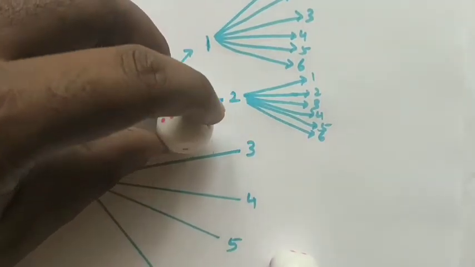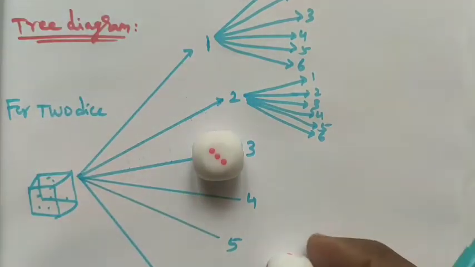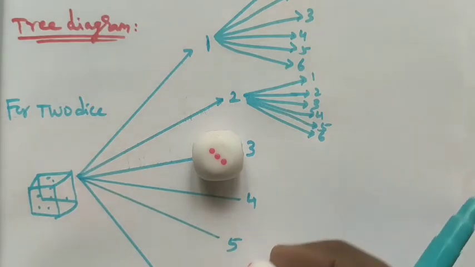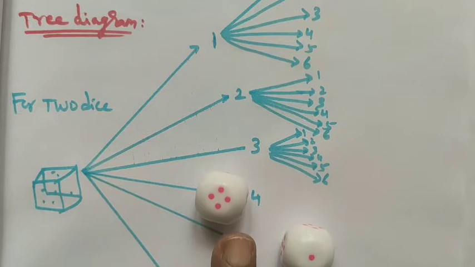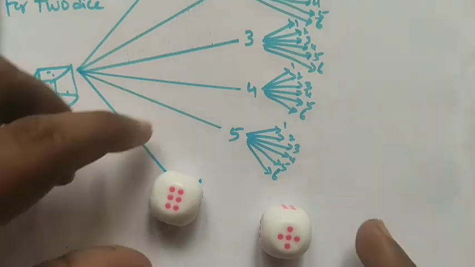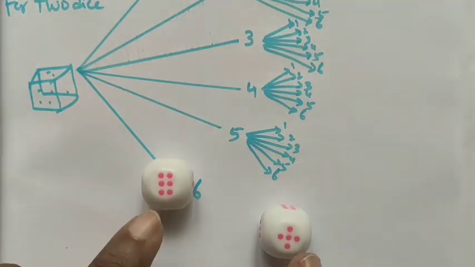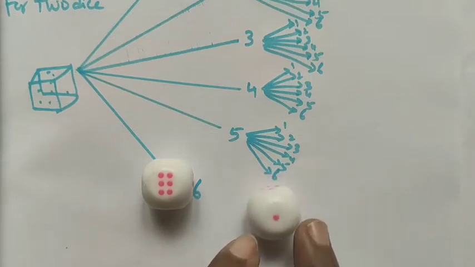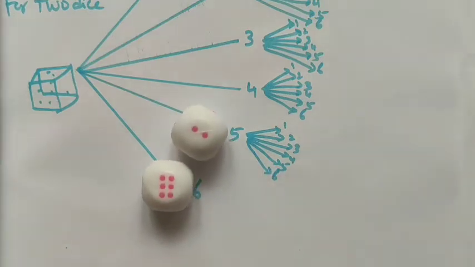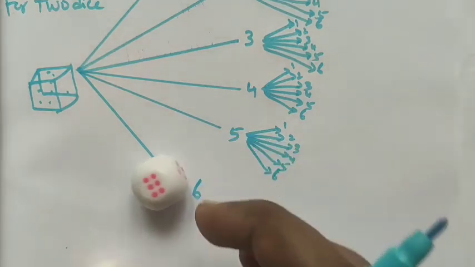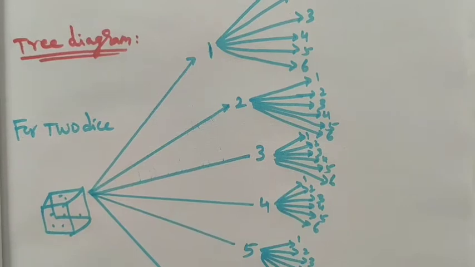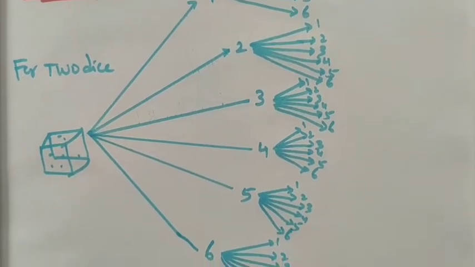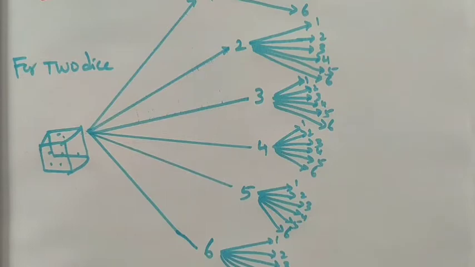And then the first die is always 3, and in the second die we have the numbers from 1 to 6. Next, the first die is always 4, and the second die has the different numbers from 1 to 6. And finally, the first die is always number 6 and does not change, but in the second die we get the numbers from 1 to 6. The first die does not change, only the second die changes. So this is the tree diagram for two dice. When we roll two dice, this is the tree diagram we get.